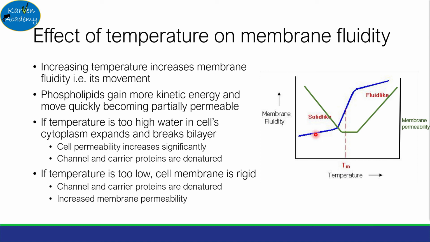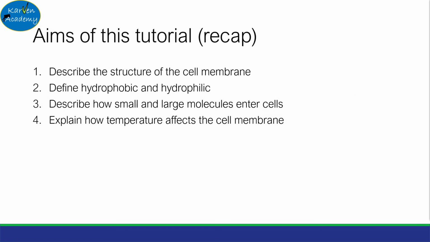And as the graph indicates, the blue line shows that the lower the temperature, the more rigid the cell membrane, and the higher the temperature, the more fluid-like. The green line indicates that when the temperature is too high or too low, the membrane permeability stays high. Only at the right optimum temperature, which in our body is around 37 degrees Celsius, is the membrane partially permeable.